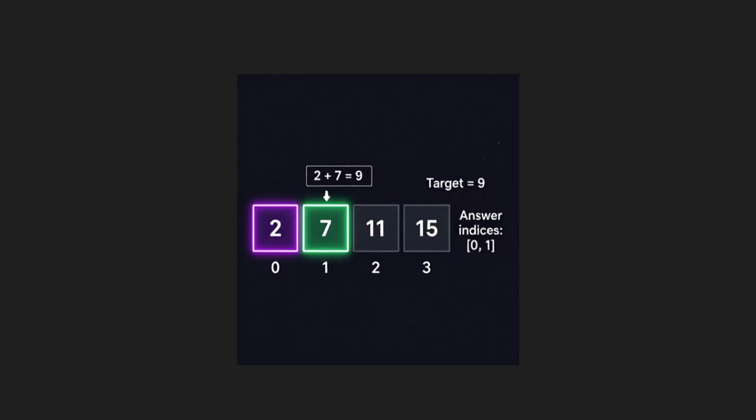Here are a few important constraints to keep in mind during an interview. First, you can assume that each input would have exactly one solution, so you don't have to worry about cases where no answer exists. Second, you are not allowed to use the same element twice. In other words, you cannot add a number to itself to reach the target.